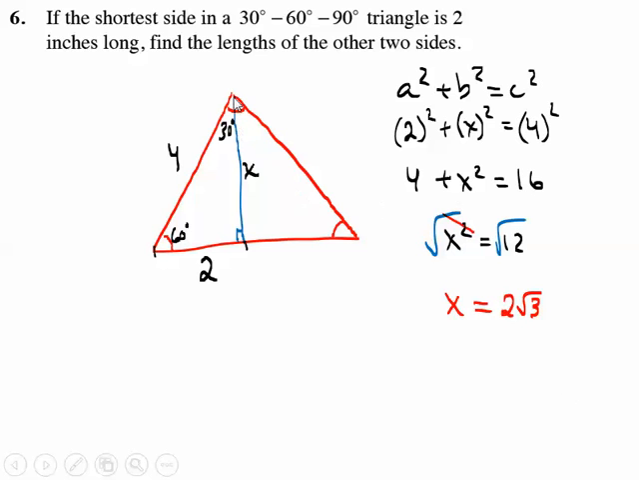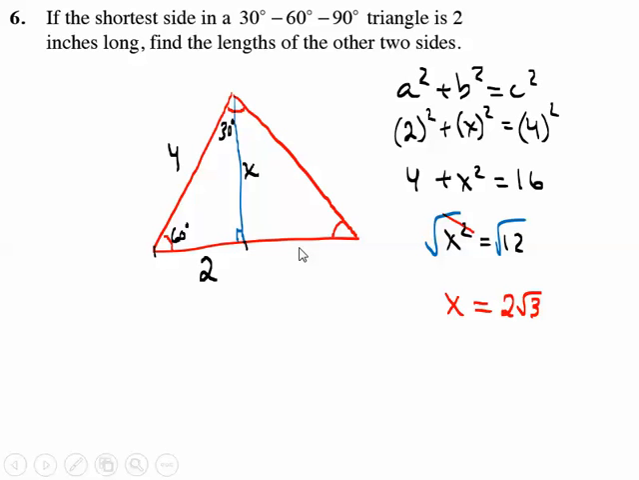So this little blue side right here of a 30-60-90 triangle is 2 root 3. Later on we learn that this is the relationship between the sides. If this was 1, this gets multiplied by root 3, and then this side and this side are always doubles of each other, right? So if this was 10, this would be 5, and this would be 5 root 3. But that's a little later on when we look at trigonometry stuff.